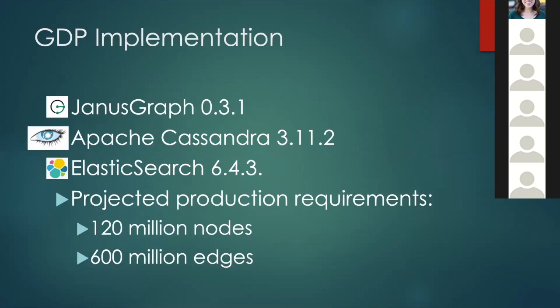So we decided to get the GDP team set up, and we said, all right, we're going to start you off with JanusGraph 0.3.1, and we're going to give you a backend of Cassandra for data, and a backend of Elasticsearch for indexing. They were looking at around the ballpark of 120 million nodes, 600 million nodes. That generally tends to shift a bit. Those businesses sometimes do, but we did eventually end up settling on about that for our initial deploy.